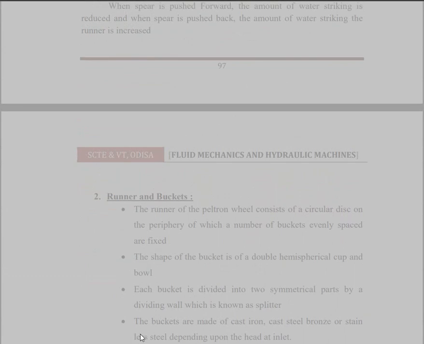When the spear is pushed forward, the amount of water striking is reduced, and when the spear is pushed back, the amount of water striking the runner is increased.